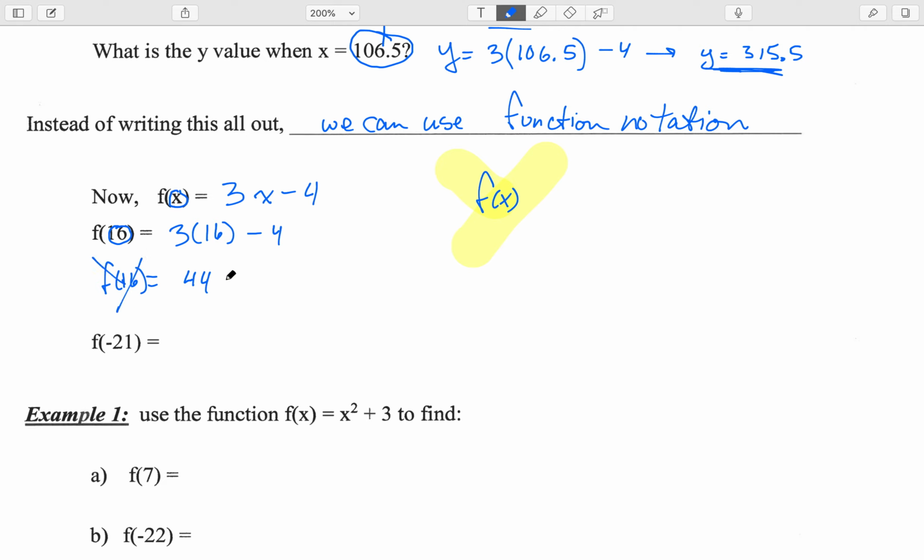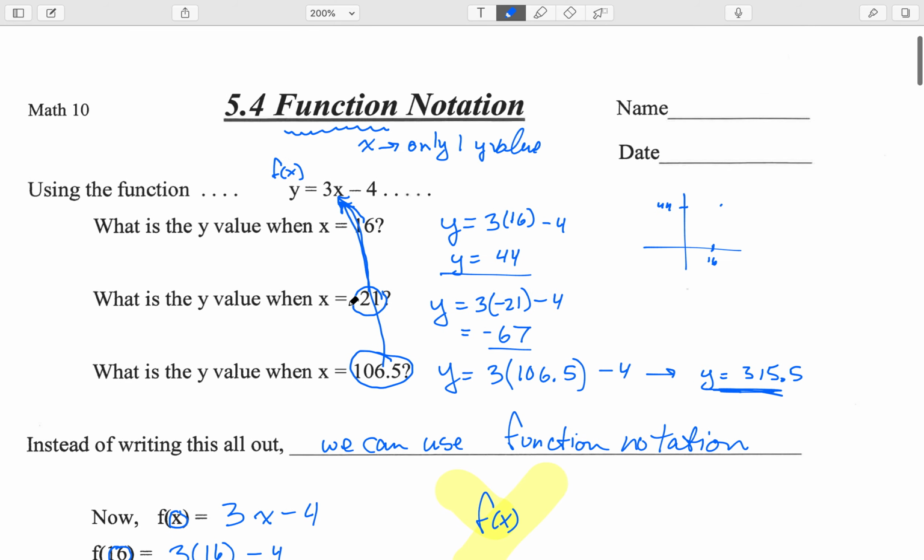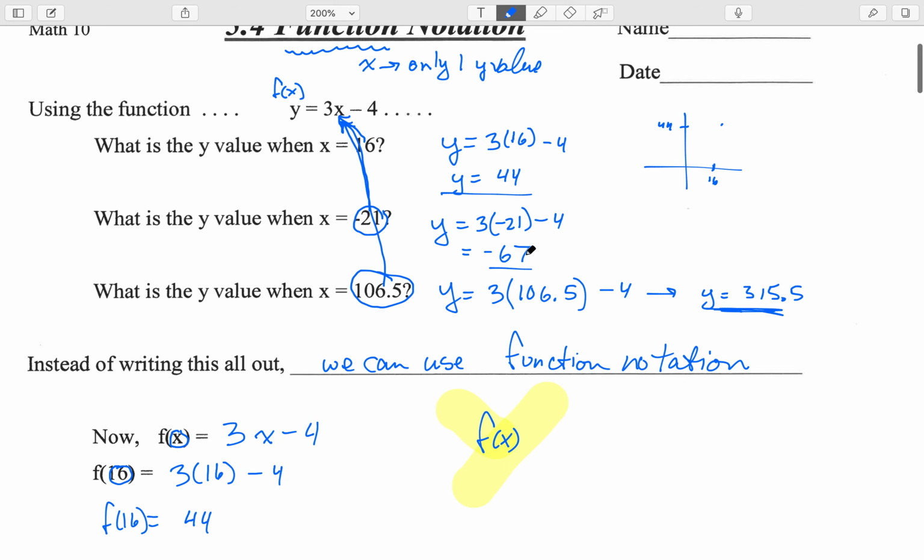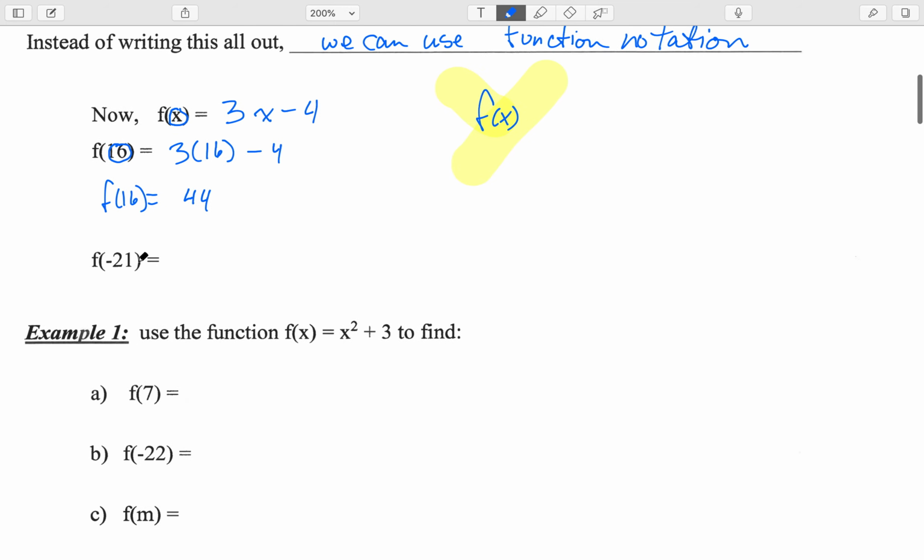The y value is equal to 44. Okay, well, let's get rid of that y. Boop. So this is just a shorter way of writing it all out. So f of negative 21, right? When the x value is negative 21, remember we plugged this in, we got negative 67. So in other words, f of negative 21 is equal to negative 67. Done. This is telling you when the x value is this, the y value is equal to negative 67.